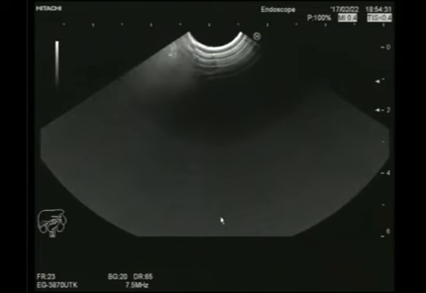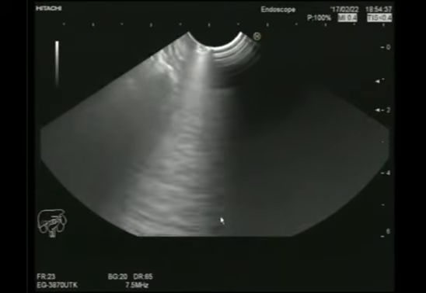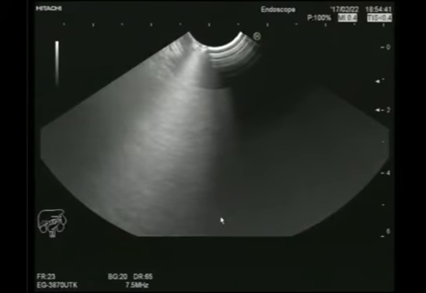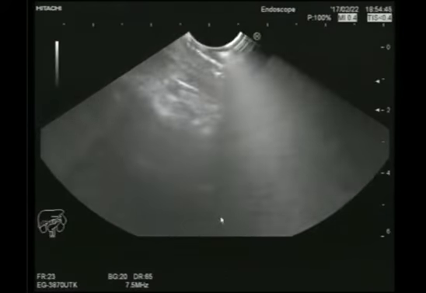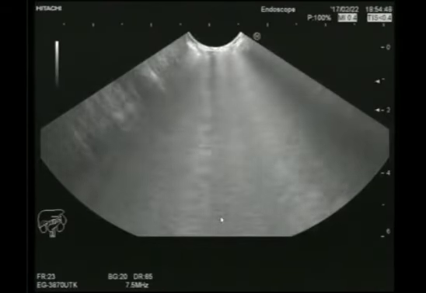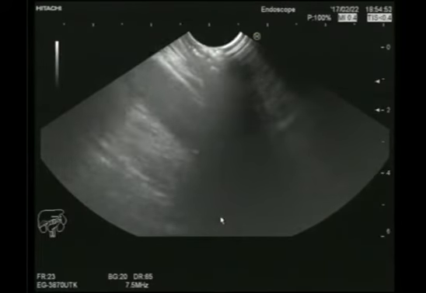We do a right turn, and then you see, even if I do not push the scope, it is sliding slowly to the third part of the duodenum. I am slowly withdrawing, not actually pushing, withdrawing, like in ERCP, and now we are withdrawing to the third part of the duodenum.